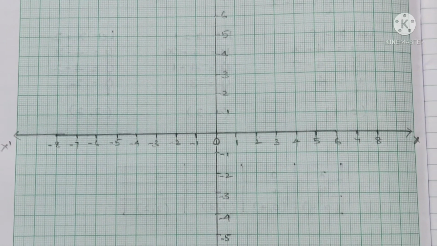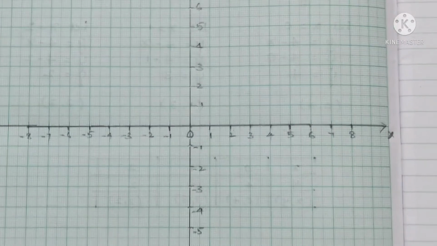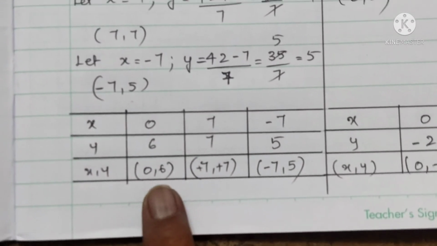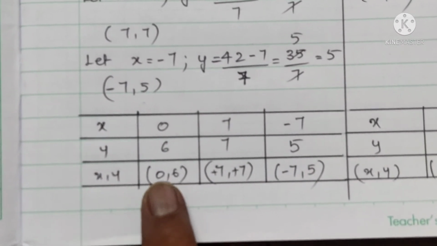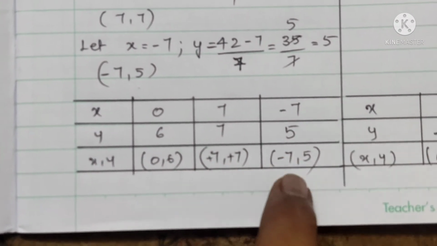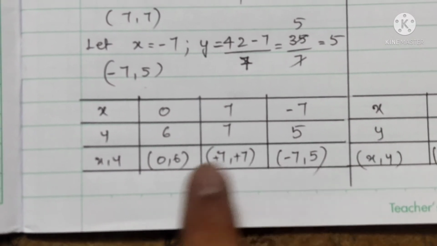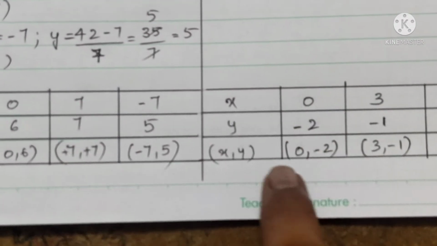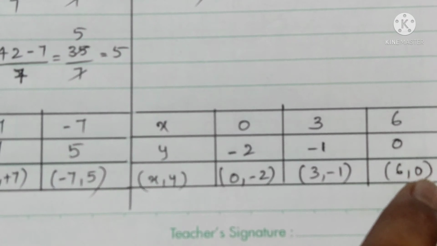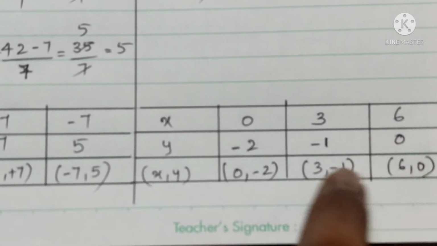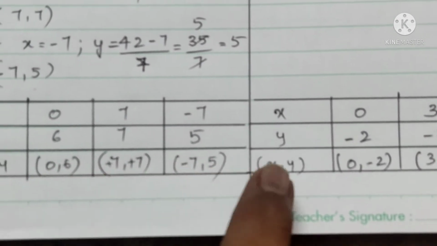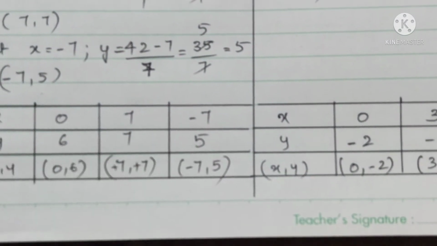Now children, the graph completely depends upon the table. If you observe here, x is 0, y is 6; x is 7, y is 7; here x is -7, y is 5. In the other case, x is 0, -2, 3, -1, 6, 0. First see all the x coordinates: 6, 3, 0, -7, 7, 0. The highest is 7 in the x coordinate.